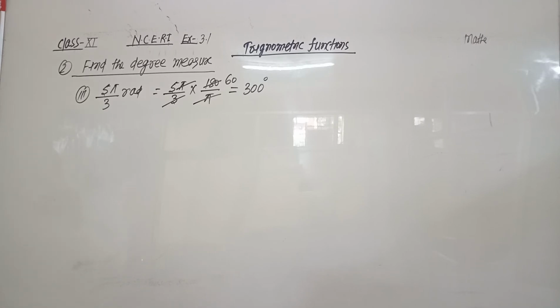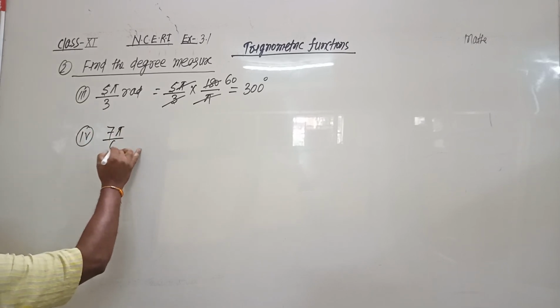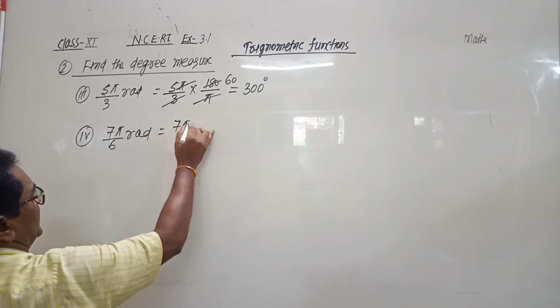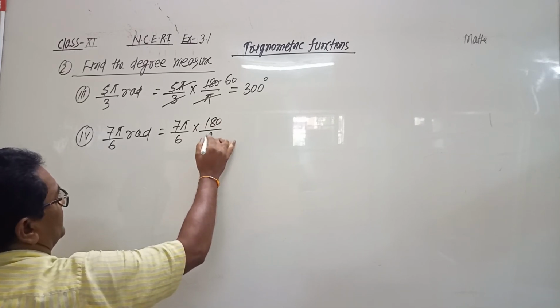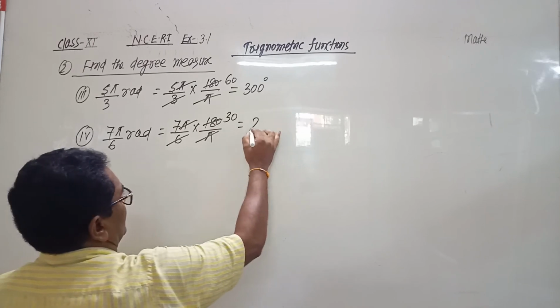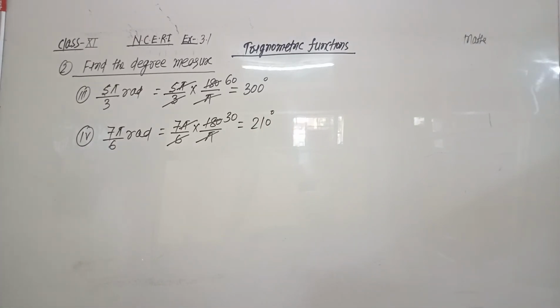Question number 4, part 4, 7 pi by 6. This is in radian. We have to convert this into degree. So multiply by 180 by pi, pi gets cancelled, 30 into 7, 210 degree.